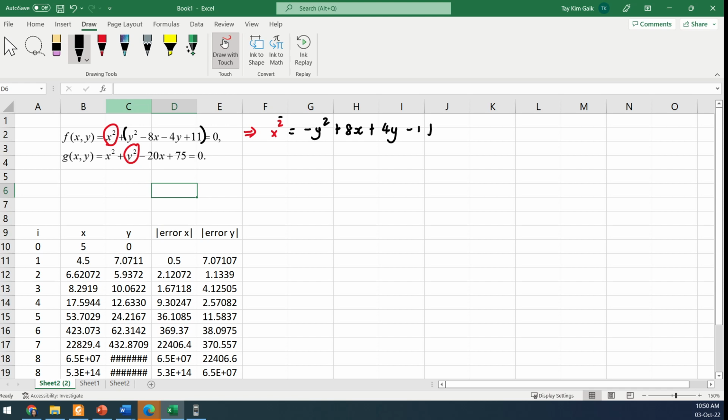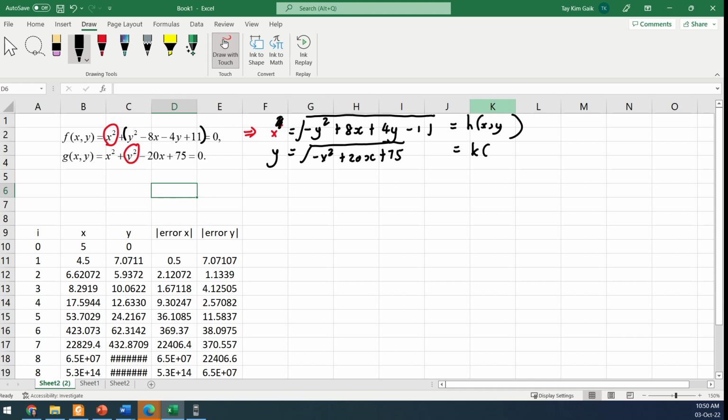You want x only, so take the square root. This is the so-called h. Then for y, similar to just now, square root of negative x squared plus 20x plus 75. This is k of x, y.